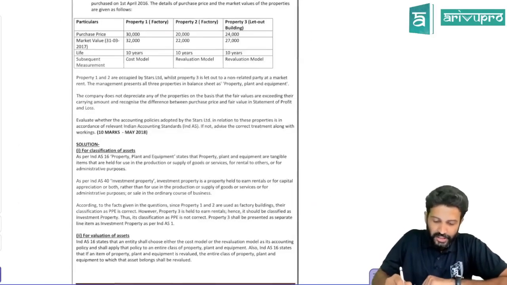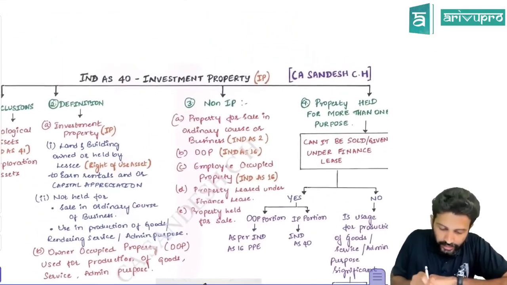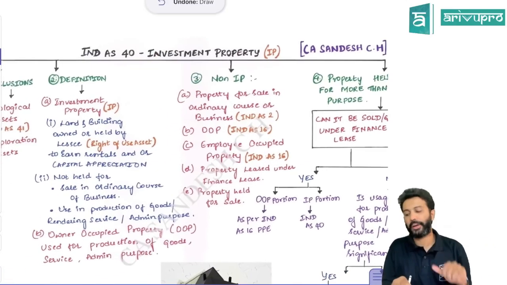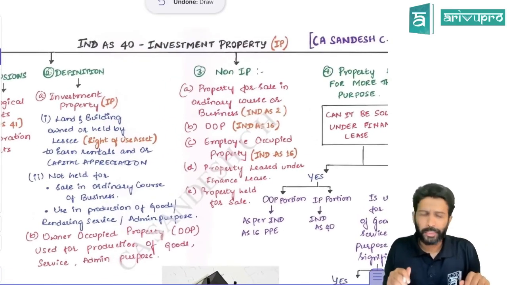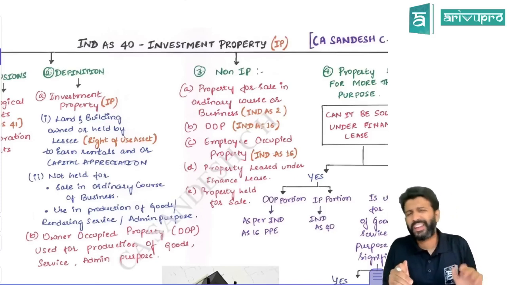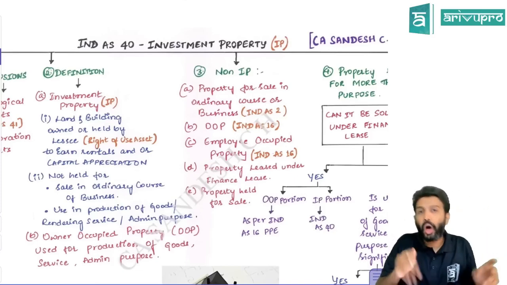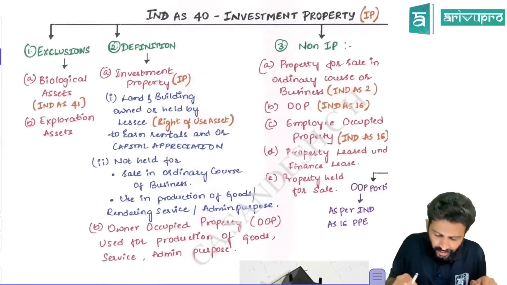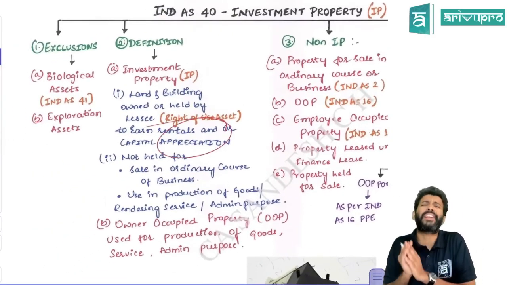The next standard that we'll be starting with is IND AS 40, which talks about investment property. So basically, investment property means what? Investment property is either a land or a building which you are owning. For what purpose? To either earn some rental income or for capital appreciation.